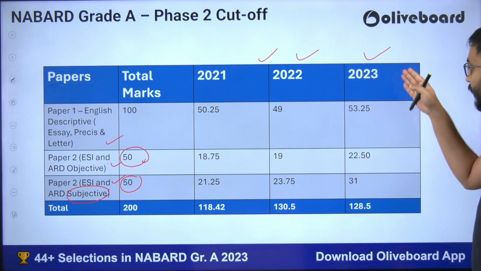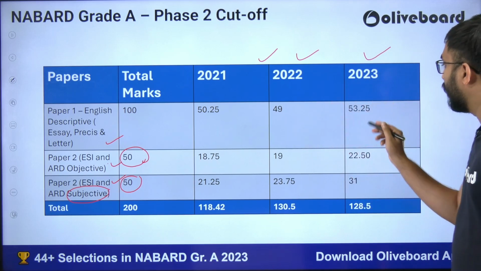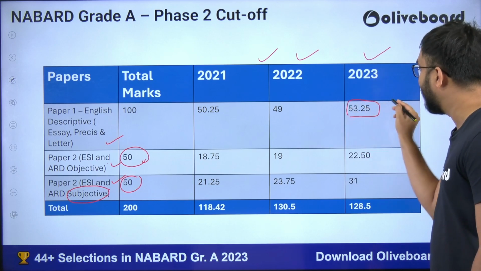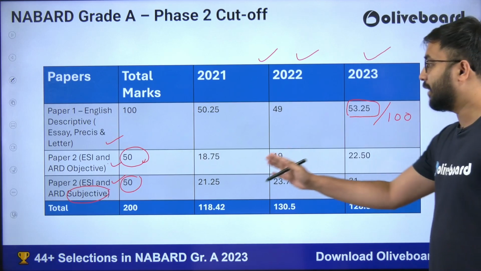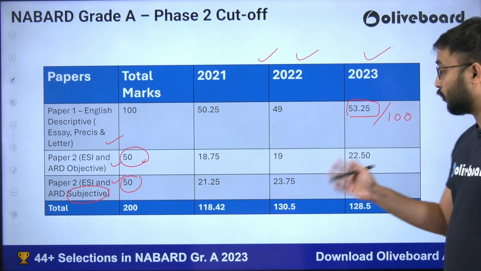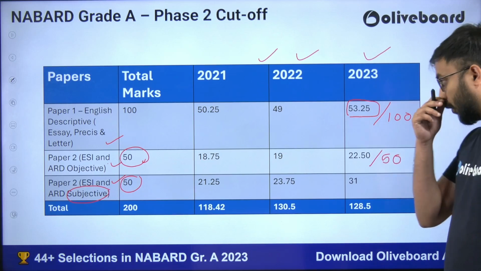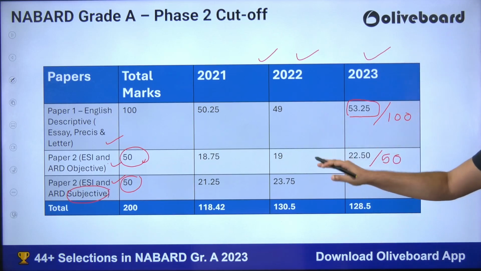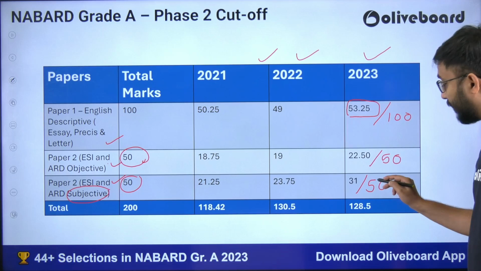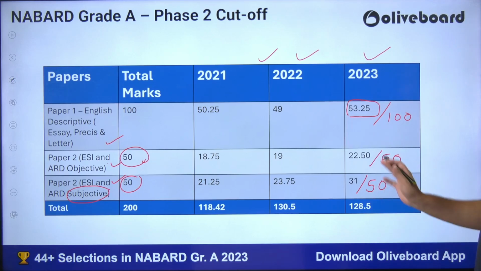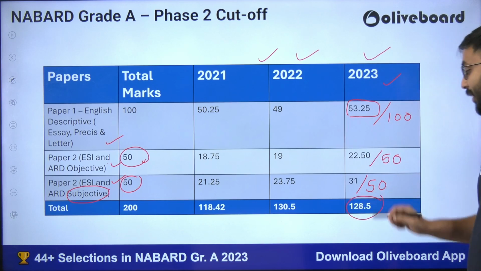Look at the 2023 cutoff. For English descriptive, that is paper 1, you should be getting 53.25 out of 100 marks. That is more than 50%. Then paper 2 ESI and ARD objective, out of 50 marks, you should be getting more than 20 marks, which is 22.5. And in the descriptive part of paper 2 for ESI and ARD, you should be getting 31 marks out of 50. And the total cutoff for your 2023 exam is 128.5.